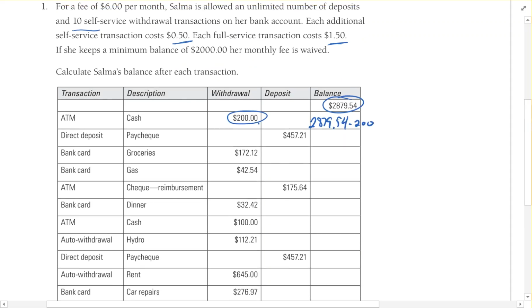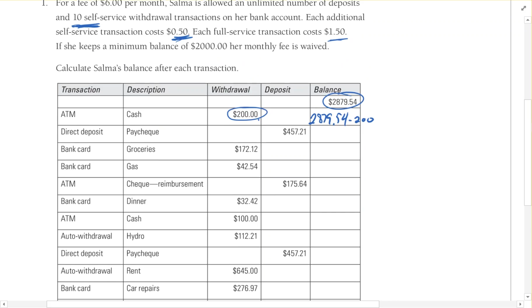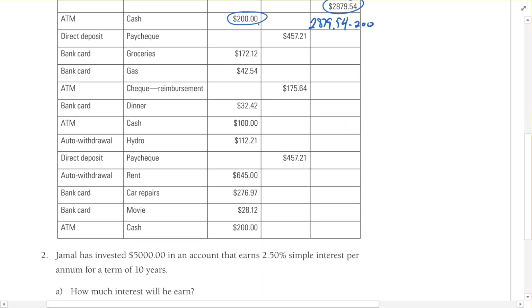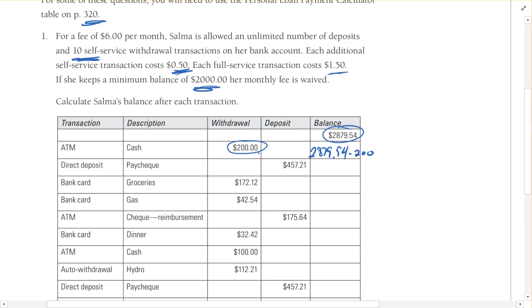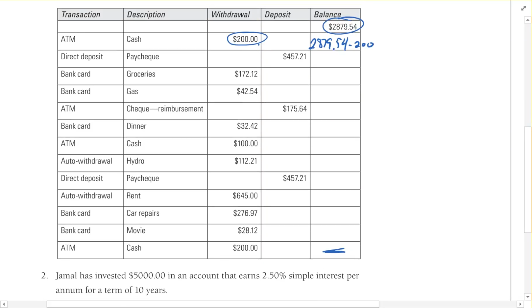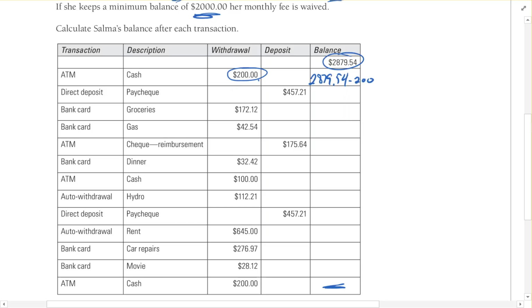Just remember, after 10 self-service withdrawal transactions, you start having different types of costs. So you might or might not have that be the case. If the number in the end is less than $2,000, then there's going to be a $6 fee as well. So go ahead and do that. For this one, it's kind of tough for me to mark online. So what I'm going to get you to do is show me your test when you're done, and I'm going to mark the paper version of it. So go ahead and do your work for number one now.